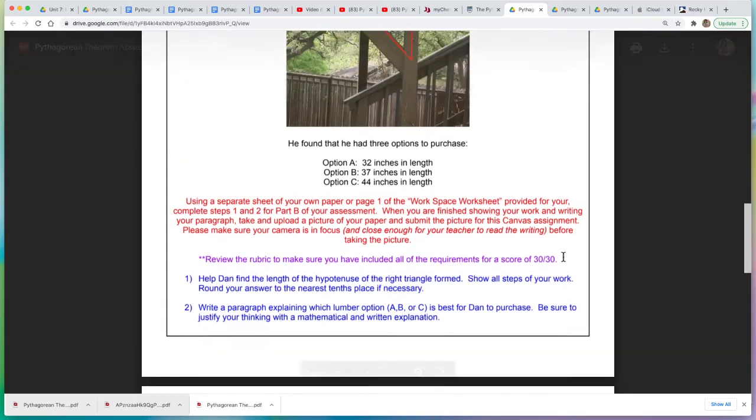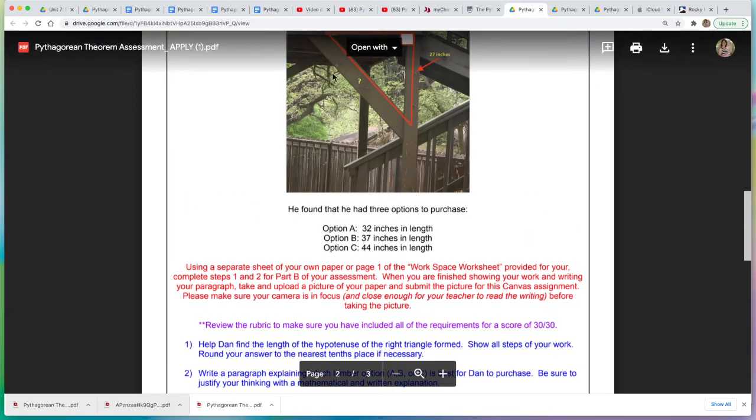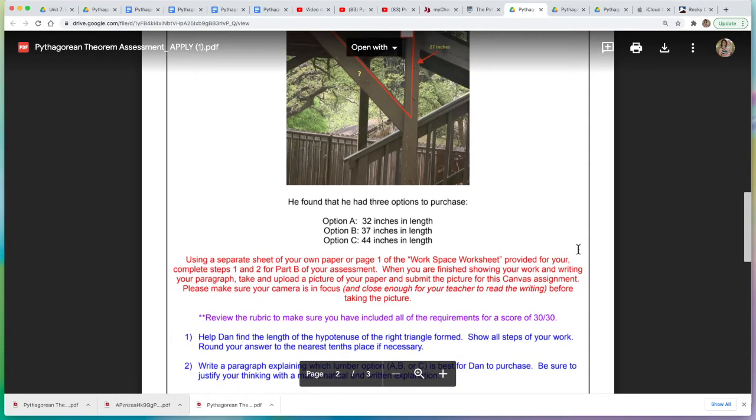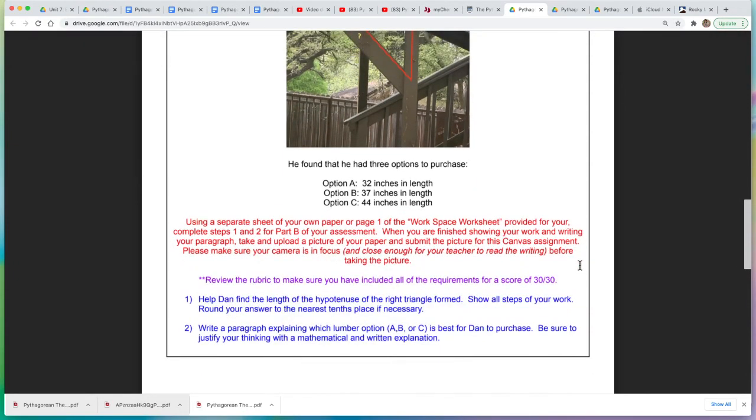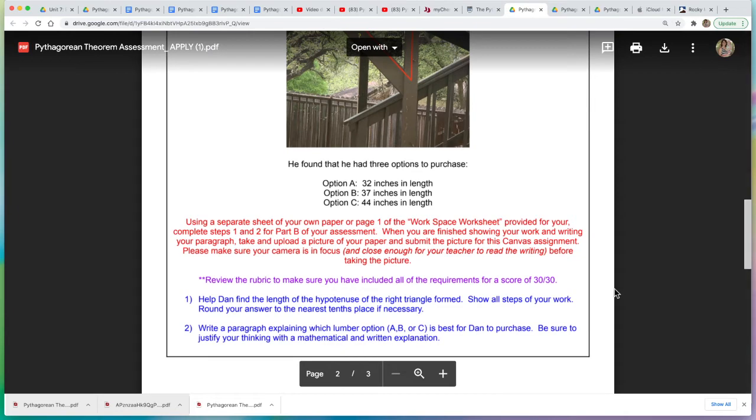Help Dan find the length of the hypotenuse of this right triangle formed. Show all steps of your work. Round your answer to the nearest tenths place if necessary. Then write a paragraph explaining which lumber option, A, B, or C, is best for Dan to purchase. Be sure to justify your thinking with a mathematical and a written explanation. So this is the option that you're going to choose.